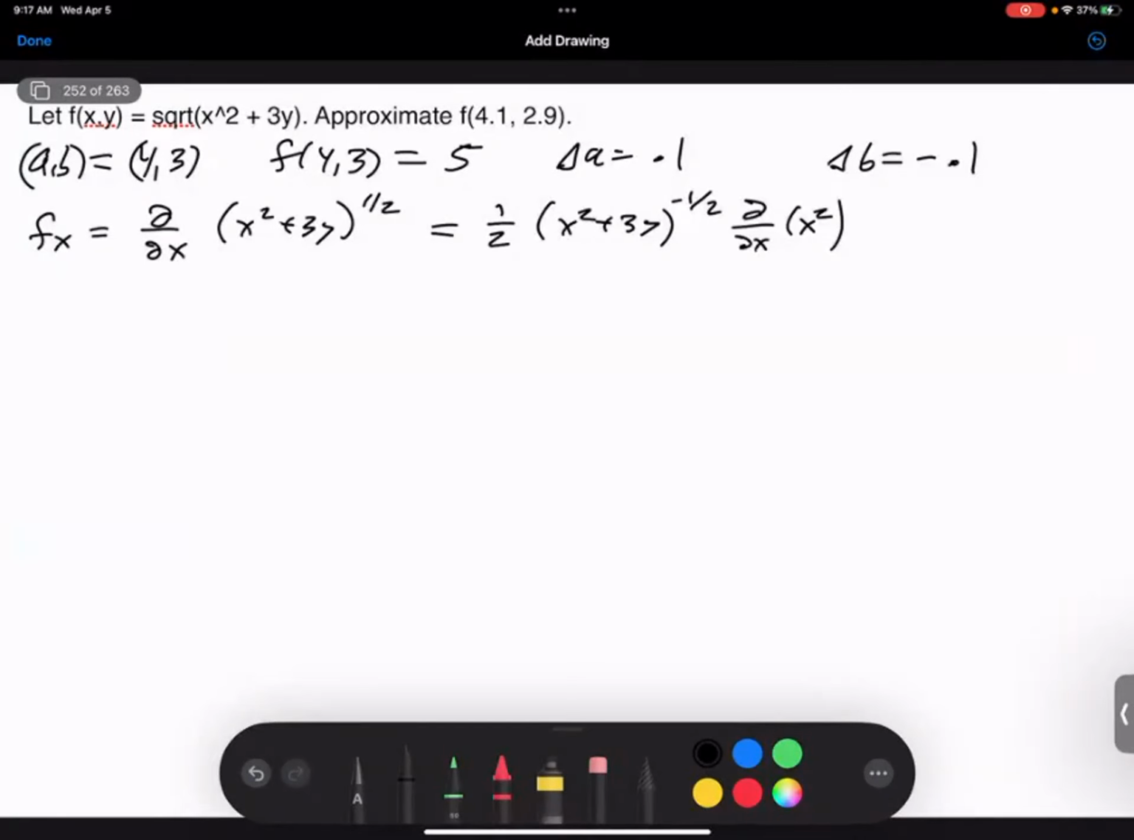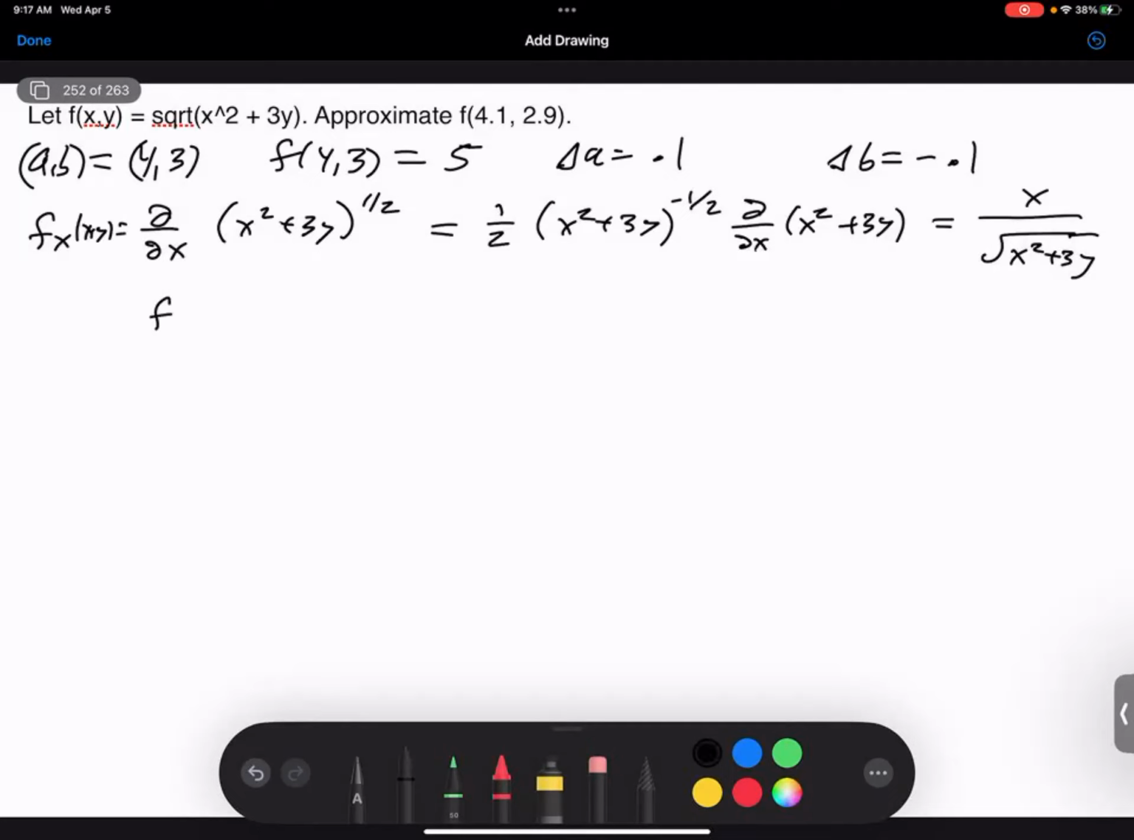What's the partial derivative of x squared with respect to x? 2x. What's the partial derivative of x squared with respect to y? 0. So really what I should be writing at this point is not x squared. I should really be writing x squared plus 3y, because I'm really taking the derivative of that whole thing. And now I take the derivative with respect to x, I get 2x. The 2 cancels with the 2 down below, and I'm going to be left with x over the square root of x squared plus 3y.